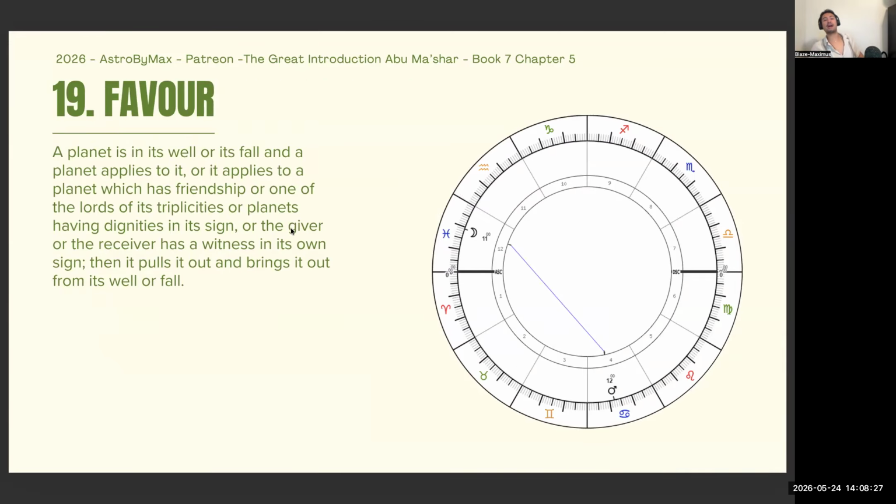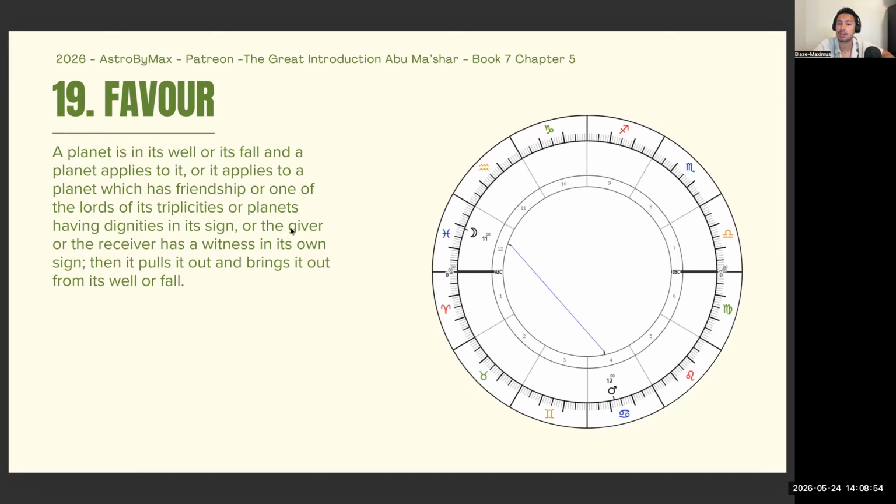And then we have our 19th condition, which is the favor of the planets. And when a planet is in its well or in its fall, and a planet applies to it, or applies to a planet which has friendship, or one of the lords of its triplicity, or planets having dignity in its sign, or the giver or the receiver has a witness in its own sign, then it pulls it out and brings it out from its fall or of the well.